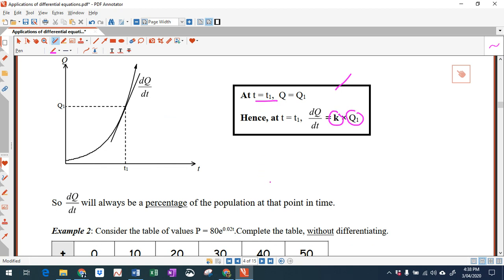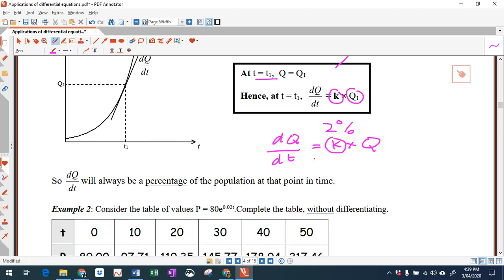So dQ/dt will always be a percentage of the population at that time. Well, how come that's so? Because dQ/dt equals k times Q. Since k can be a percentage, let's just say k was 2%, 0.02. That's saying the derivative is a percentage of the population at a particular instant in time.